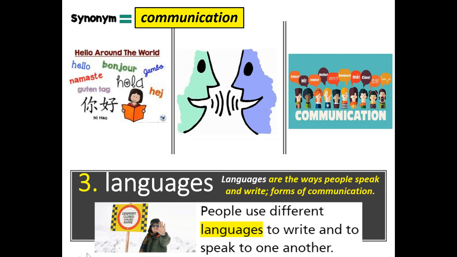People use different languages to write and to speak to one another. Think about it. What languages do people you know speak? Or what languages do you speak? Do you speak more than one language?